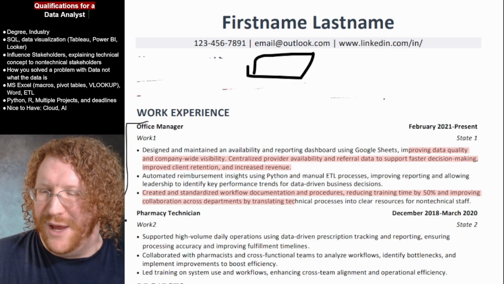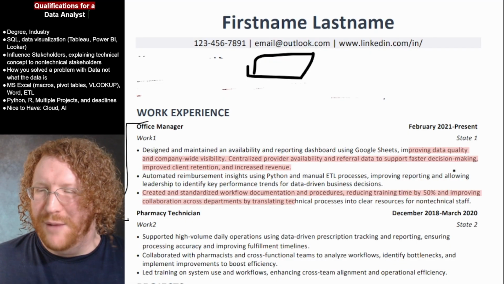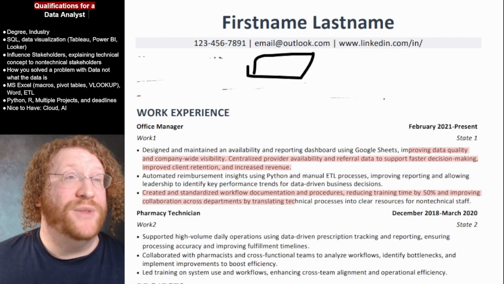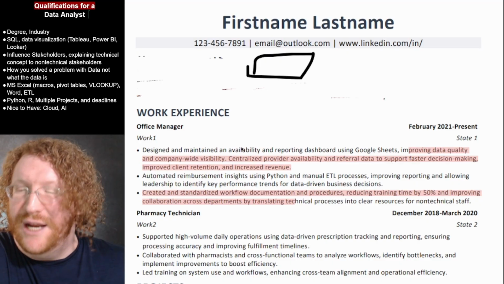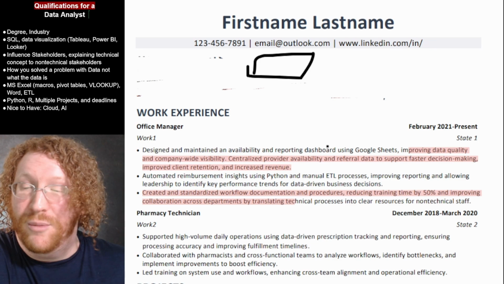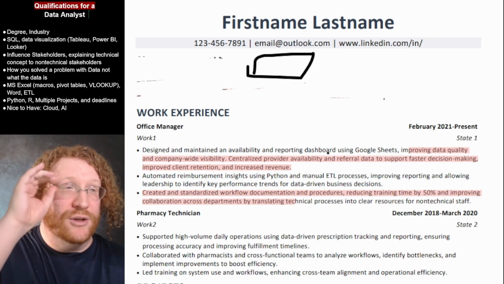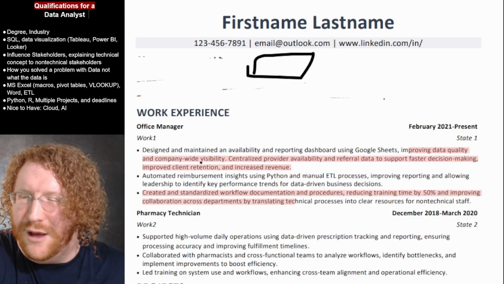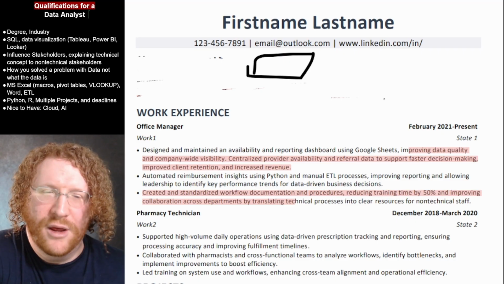This is not the formatting you should use. This is how it should look. But the bigger problem beyond formatting is just the fact that these bullet points are bad. They really don't tell me the stuff that I need, right? Design and maintain an availability and reporting dashboard. Okay, so dashboard could be it. Using Google Sheets can be it, which is fine. But improving data quality and company-wide visibility, centralized blah, blah, blah, that's not what I'm looking for.